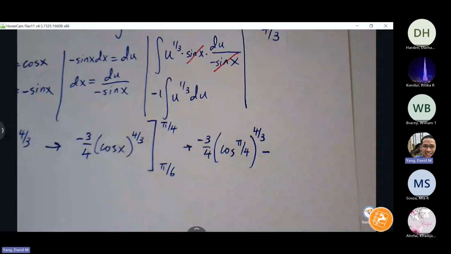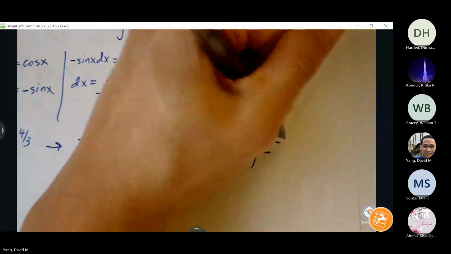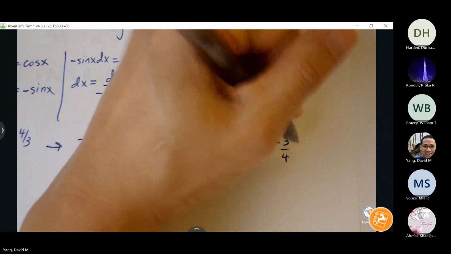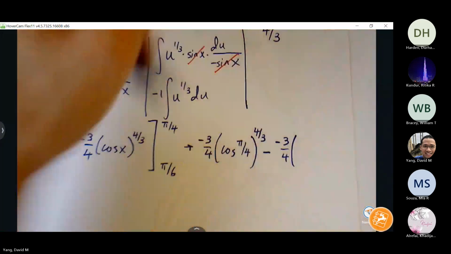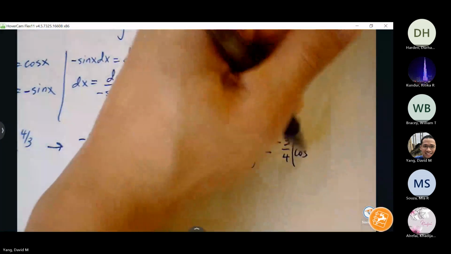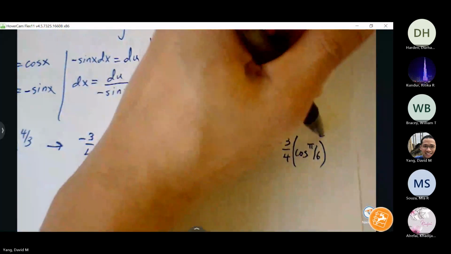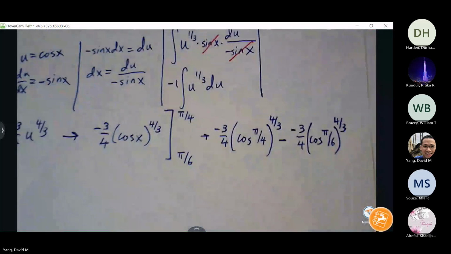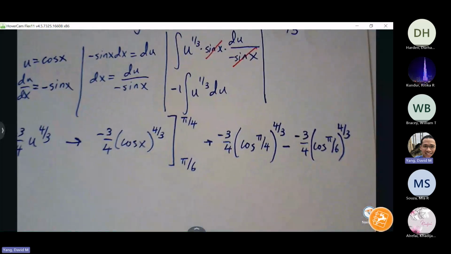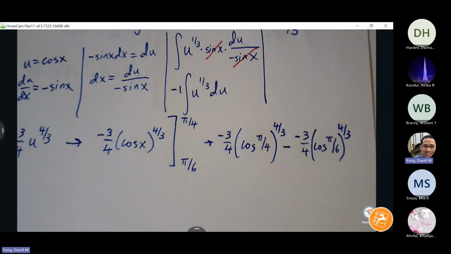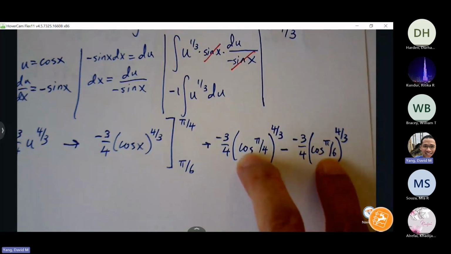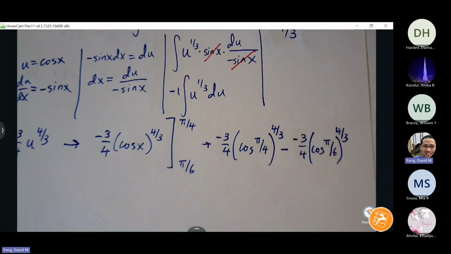Minus 3/4. Okay, I evaluate my bounds. Can I leave my answer like this? No, we gotta keep going. One more step, okay? Once you can replace these in terms of trig ratios, then you can stop.